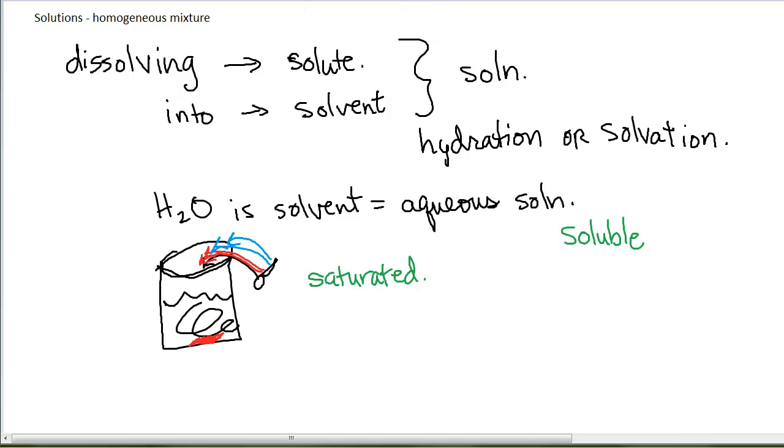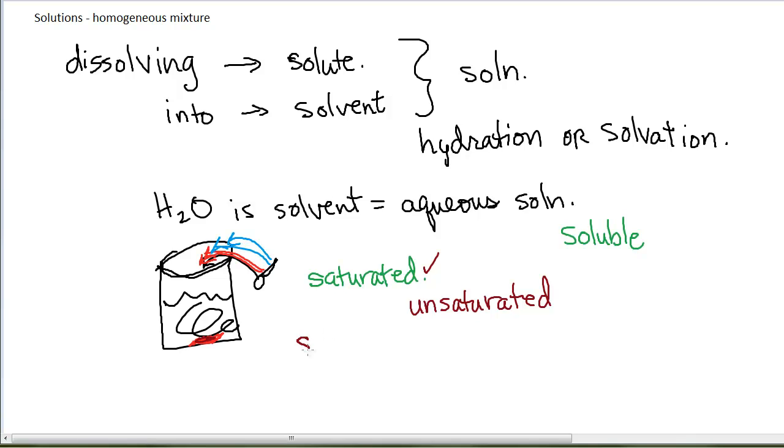Now, before the point that it started falling to the bottom, while it was all still dissolving, we say that that solution is unsaturated. So an unsaturated solution has the ability to dissolve more solute than you have already added. But then if you keep adding more and more and more, you usually get to the point where the solution is saturated.